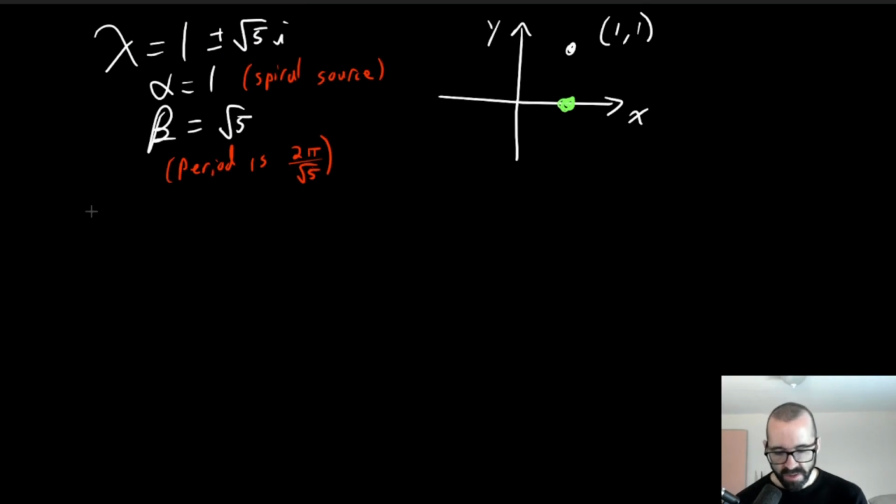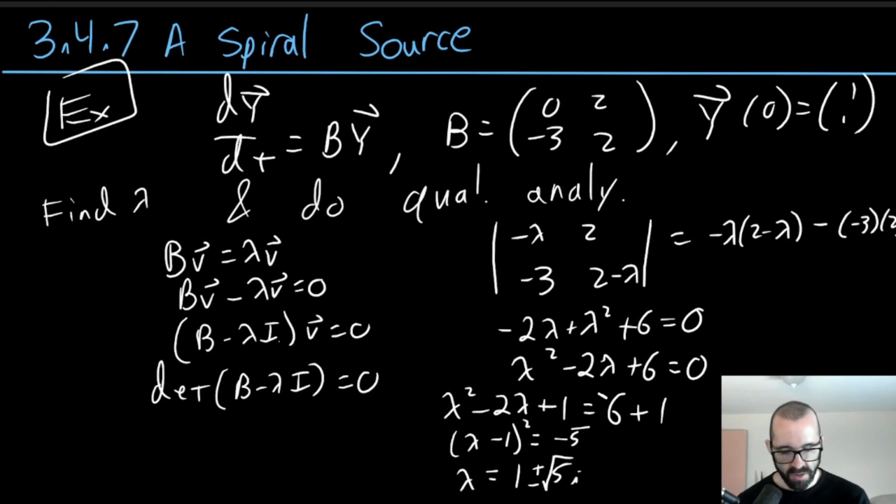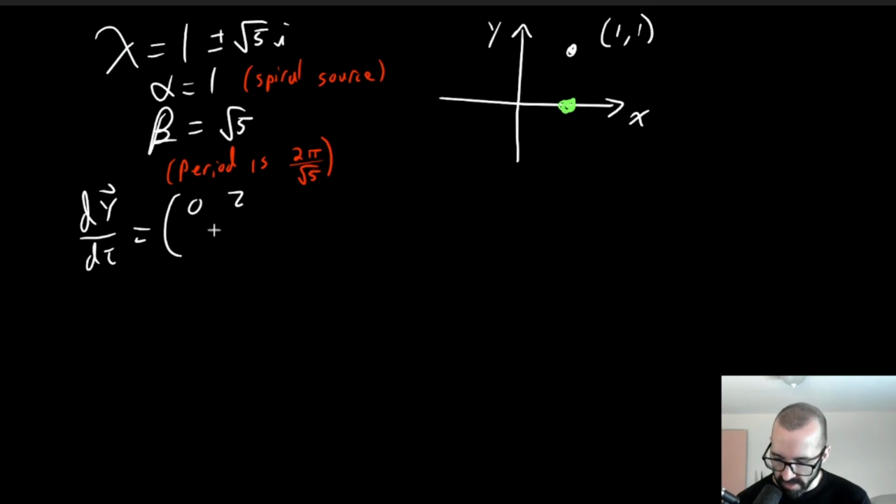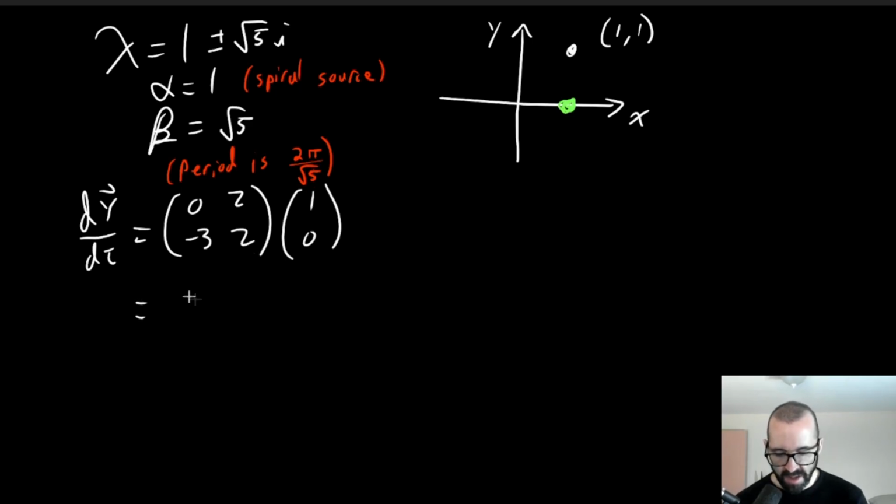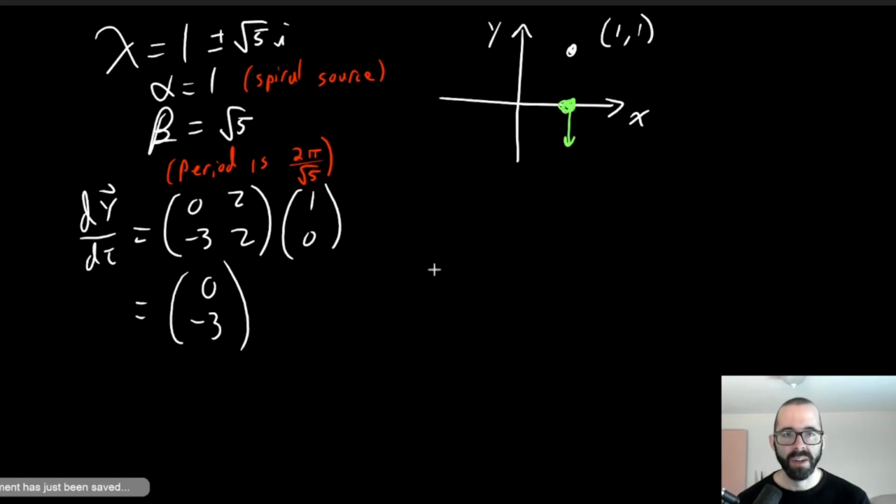All right. So we know that dy dt equals beta b, which is 0, 2, negative 3, 2. So if we look at the point 1, 0, for example, we multiply this out, we get 0, negative 3. You're going to notice a pattern, by the way. Choosing 1, 0 is really nice because it's always going to equal that. So our vector here is no x component and a downward y component. Okay, I guess we're going clockwise here.